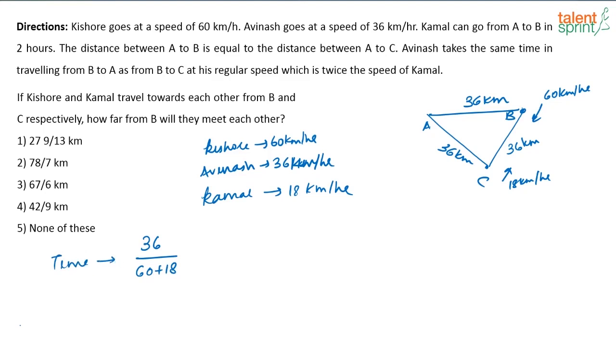Let's find that out. Time is nothing but distance divided by the relative speed, right? 36 divided by 60 plus 18. That is nothing but 36 divided by 78. This is the time in which they will meet.